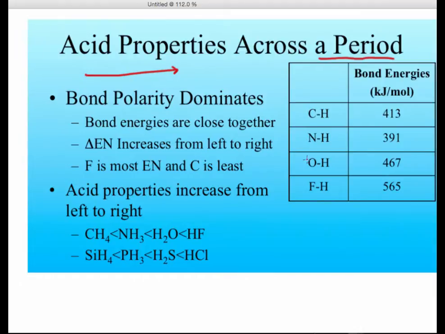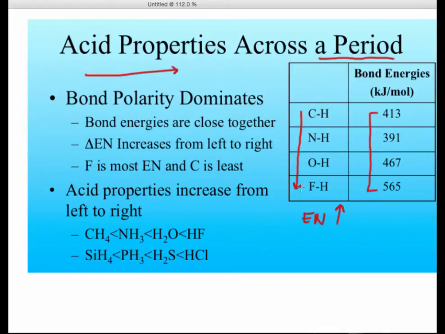So we have carbon, nitrogen, oxygen, and fluorine. If you look at the bond energies, there's really not much going on. They're pretty close together, all in that 400 to 500 range, so there's no trend in the data when we go from carbon to fluorine across the periodic table. But something else changes as we go from carbon to nitrogen to oxygen to fluorine, and that is that the electronegativity goes up dramatically. As I go along, the electronegativity is getting stronger and stronger.